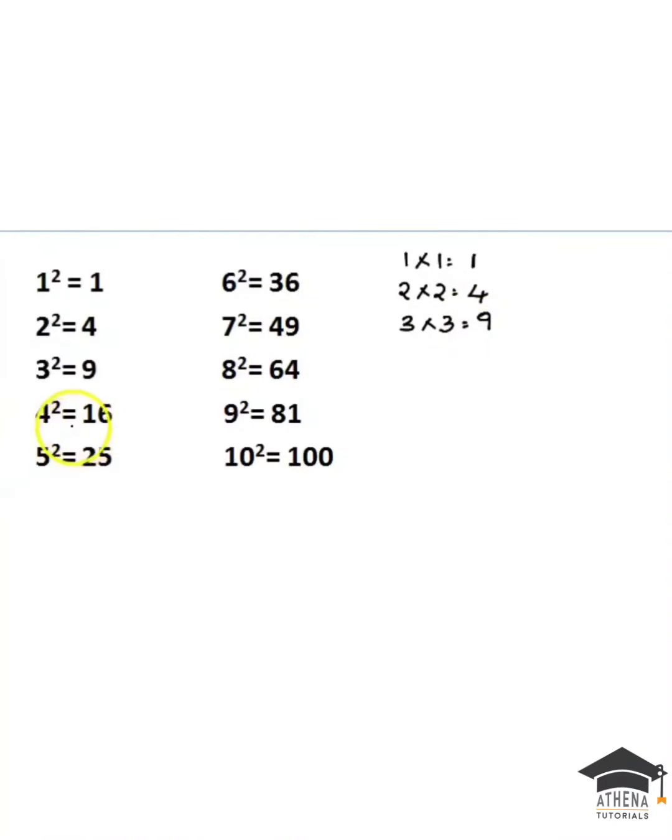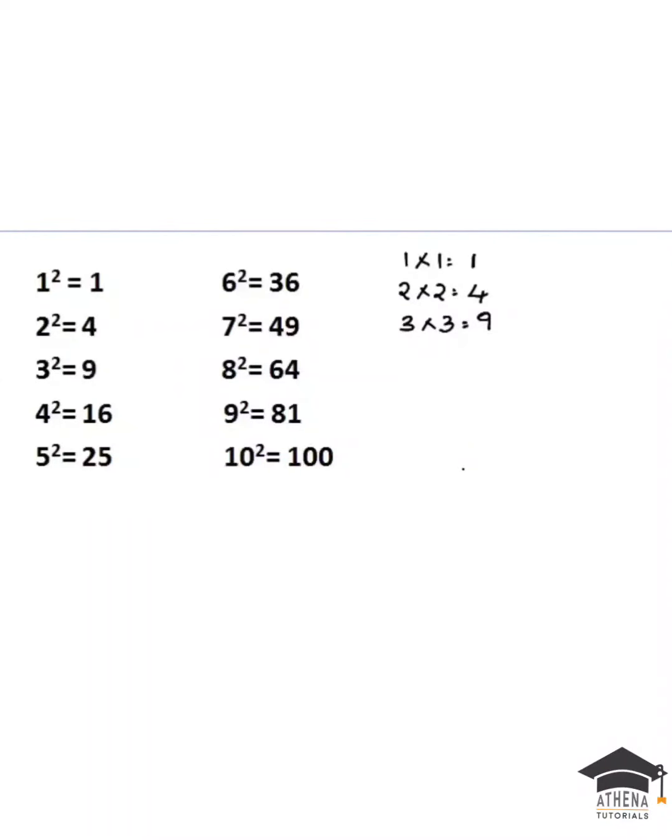4 square is 16, 5 square is 25, 6 square is 36, 7 square is 49, 8 square is 64, 9 square is 81, 10 square is 100. So I would suggest you to learn these squares since it will be very easy to solve the problems. Now let's come to the property.